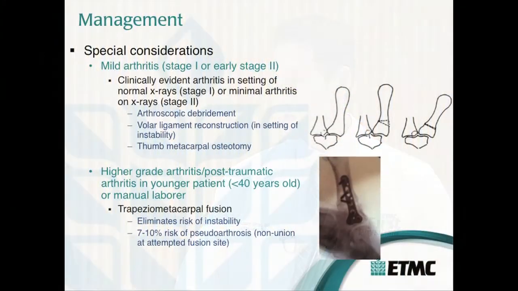So in these situations, especially in patients that are younger, less than 40 years old, or that are manual laborers, one option to consider is trapeziometacarpal fusion, meaning that instead of removing that bone and doing a soft tissue procedure, I'm basically going to combine the two bones and make this just one rigid joint. The benefit of that is that it eliminates the risk of instability, because now you have a solid block of bone, and hopefully improves pain because the arthritis is no longer there.